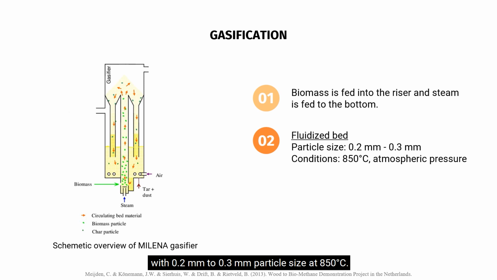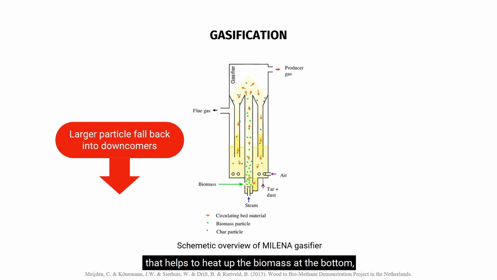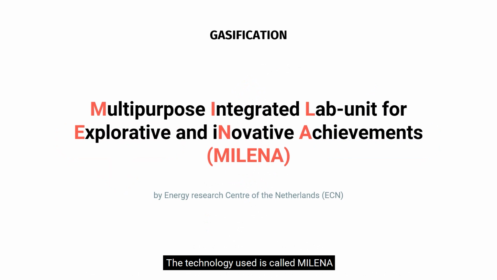The biomass is converted into char and gas through pyrolysis, which creates an updraft in the riser. The larger particles fall back into downcomers and burn at about 925 degrees Celsius, which helps to heat up the biomass at the bottom, while the flue gas leaves the reactor from above. The technology used is called Milena and the reaction scheme is as shown.